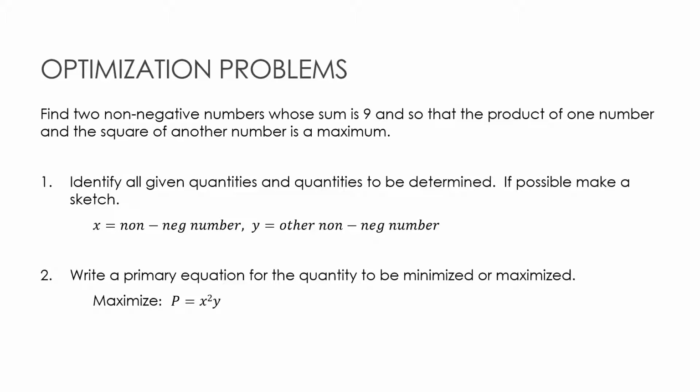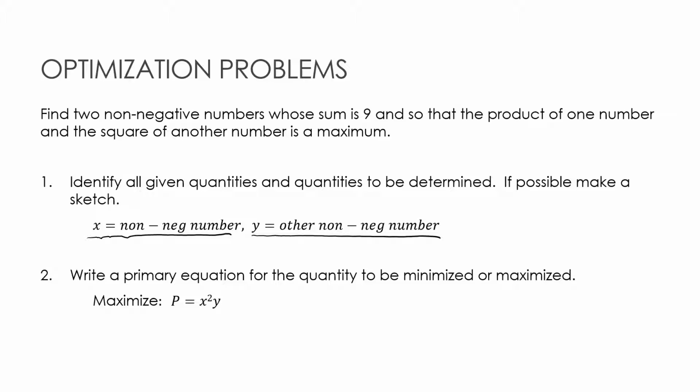So we have two non-negative numbers. Again, that's going to help us when we talk about the domain. The non-negative numbers tells me that I can't have a negative number, whose sum is 9, and the product of one number and the square of another number is a maximum. So I have two things going on here. The quantities that I need to determine are x and y, because those are the two non-negative numbers I'm determining.